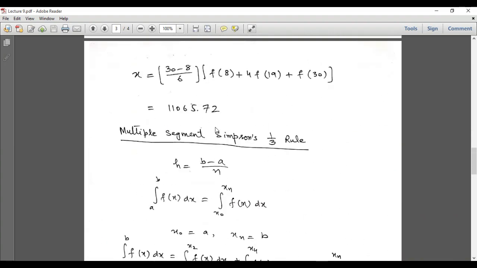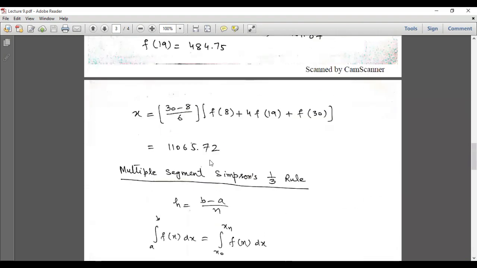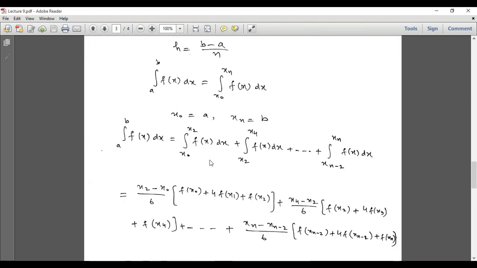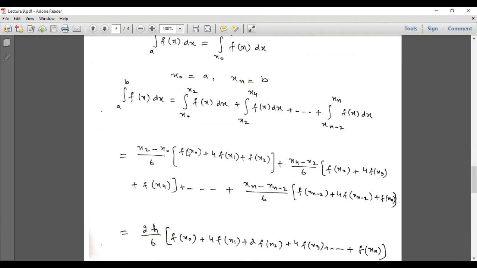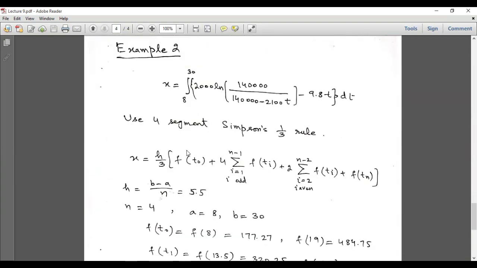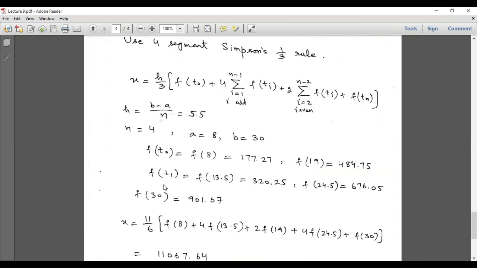And now we can solve the same example by using four segment Simpson's 1 by 3 rule. And for solving this, we have to consider n equal to 4. And let's apply that formulation over this example, right? So x is equal to h over 3 f of t naught plus 4 f I odd plus 2 into f of ti for I even plus f of tn. So h will be equal to b minus a over n, and n is equal to 4, so it will be equal to 5.5. A is equal to 8, b is equal to 30.